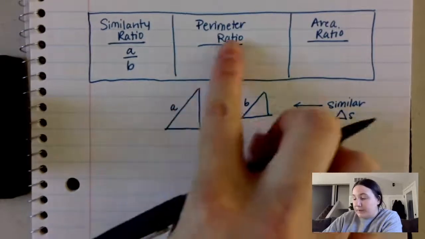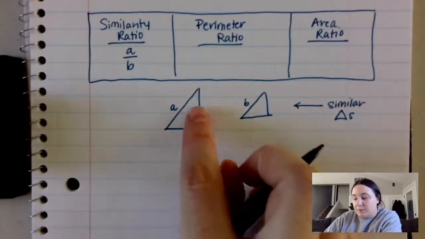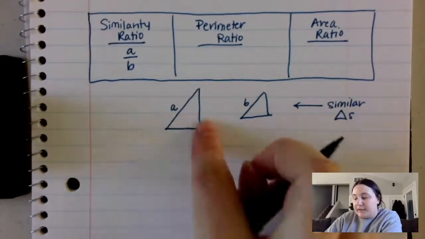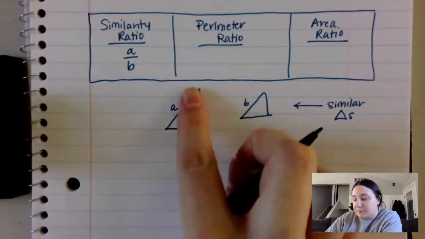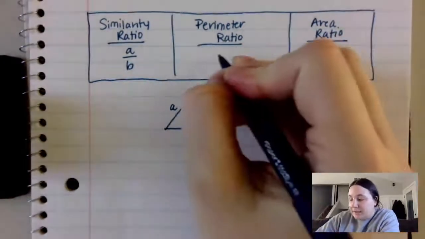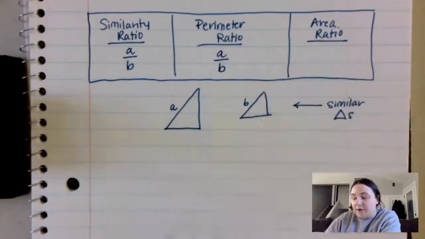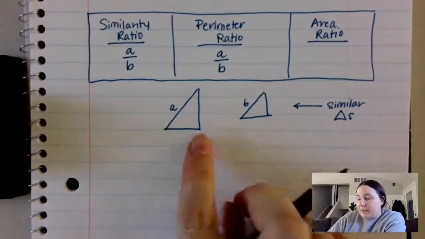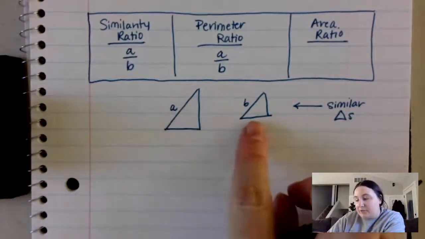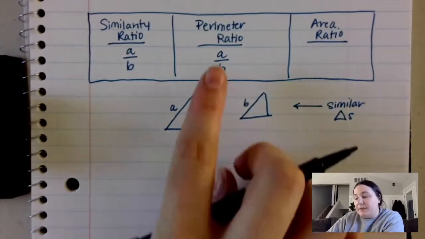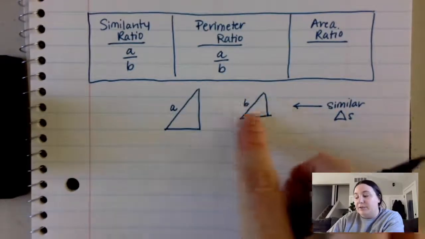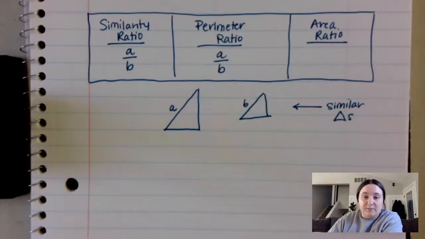And the perimeter ratio is actually the exact same thing. When we find perimeter, remember we're just adding up all the sides. So the ratio of this perimeter to this perimeter is going to be exactly the same. It's still A over B. So if shape A is twice as big as shape B, then the perimeter of shape A will be twice as big as shape B. That's what that's saying.